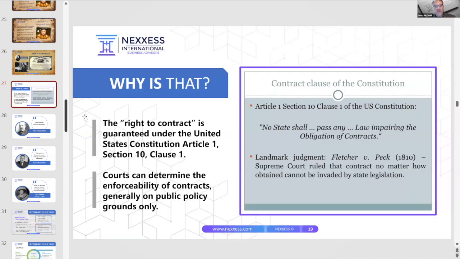So let's talk for a second about Article 1 of the Constitution. Remember, we talked about the right to contract. Article 1 of the Constitution, Section 10, Clause 1 says no state can pass a law that impairs the obligation of contracts. So some people like to say, well, your trust is great, Scott, but tomorrow or in a couple of years, they're going to change the law and you're not going to have your trust anymore.